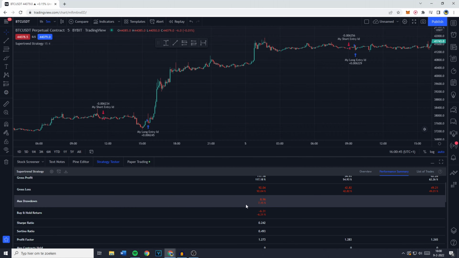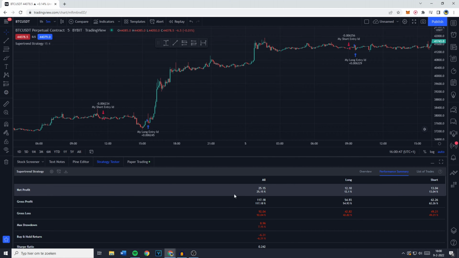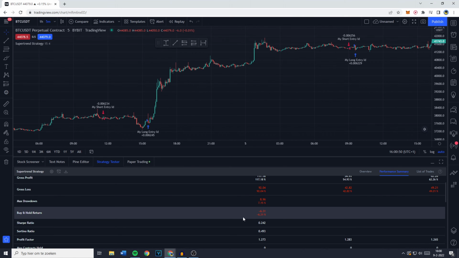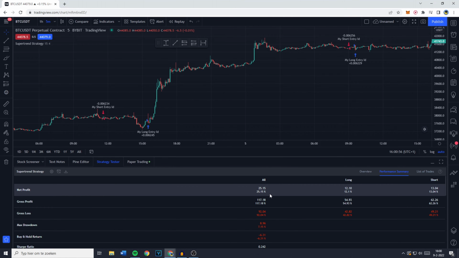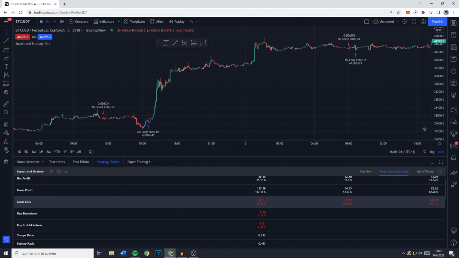And another really interesting thing to see is that the net profit is 25%, well, the buy and hold ratio is minus 6.31%, which means that you did really outperform the market. Instead of losing 6%, you made 25%, and that's awesome.